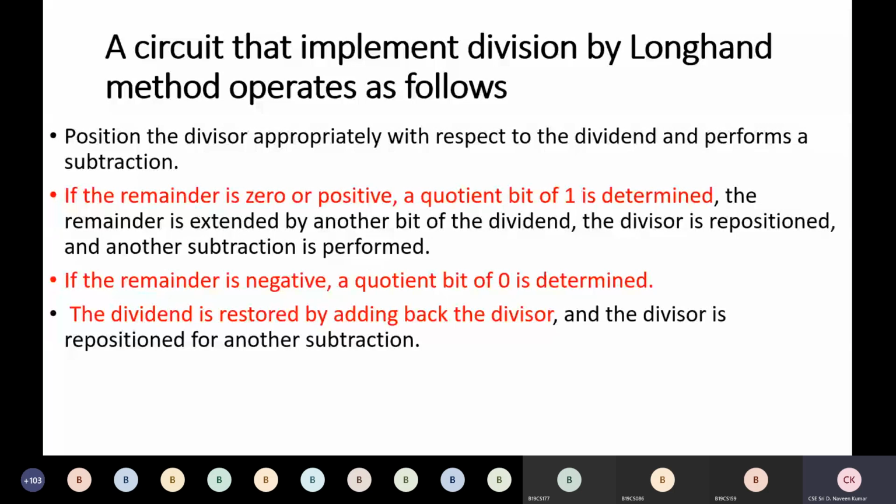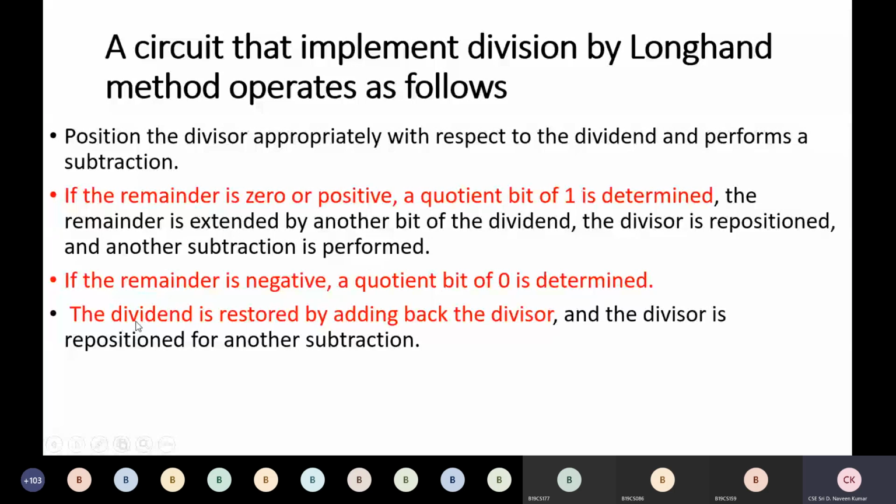Okay, this is the same process specified here. If the remainder is 0 or positive, the remainder is a positive number, we need to set the quotient bit, that is the q0 bit, to 1. If the remainder is negative, the opposite, we will keep the quotient bit q0 to 0.